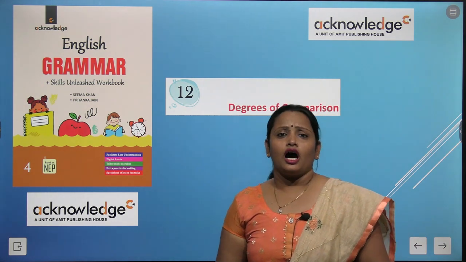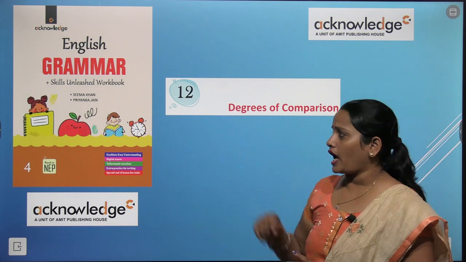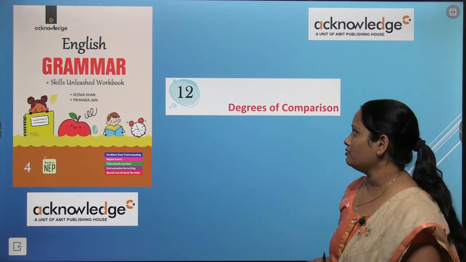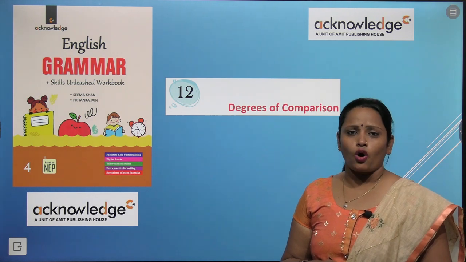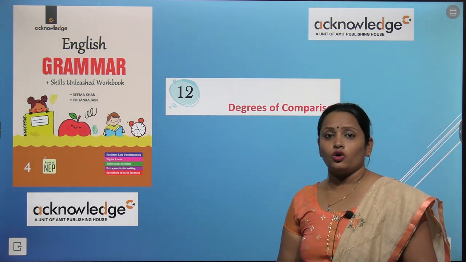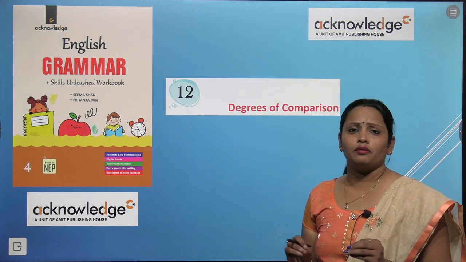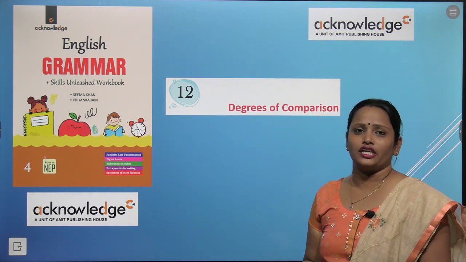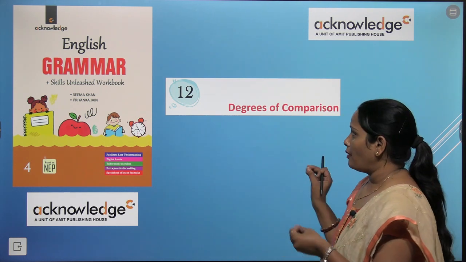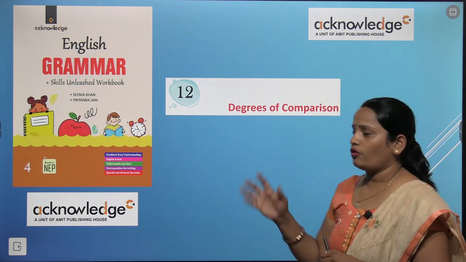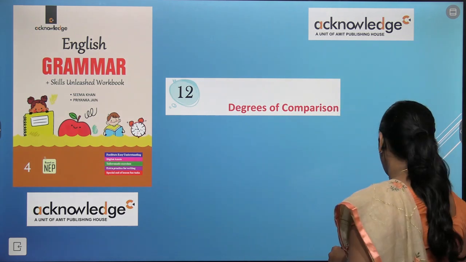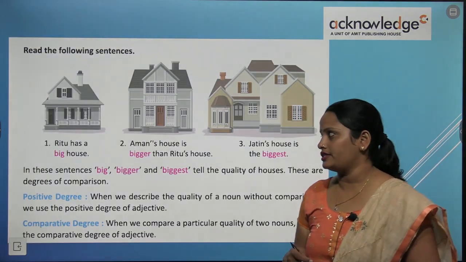Let's begin a new chapter in this book. It is chapter 12 and the name of the chapter is Degrees of Comparison. In the previous chapter we learned about different kinds of adjectives. Let's learn how we can compare these adjectives, and what degrees there are for comparing these types of adjectives.